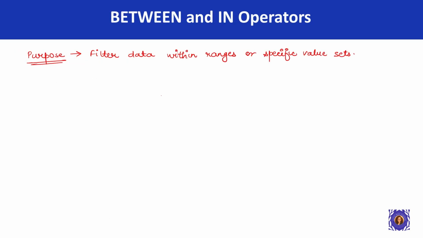The BETWEEN and IN operators are powerful tools in SQL used to filter data efficiently. The BETWEEN operator is designed to select values within a specified range, while the IN operator allows you to specify multiple possible values for a column, acting as a concise alternative to multiple OR conditions.